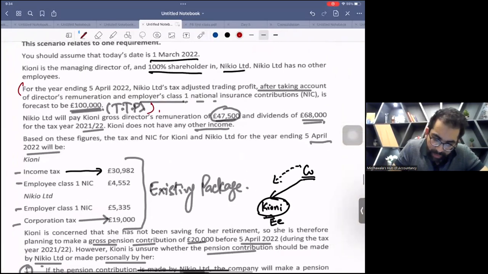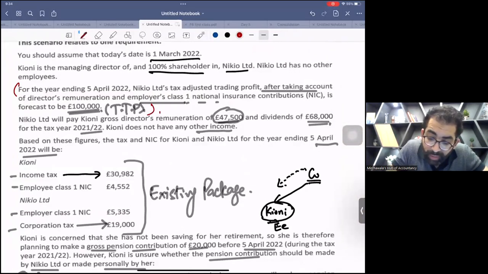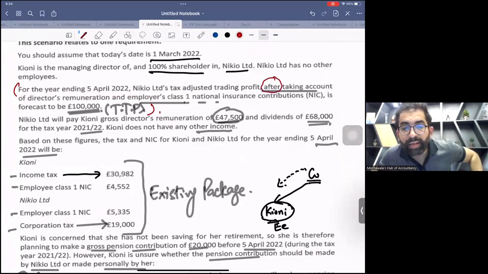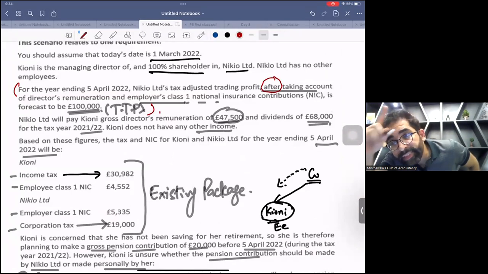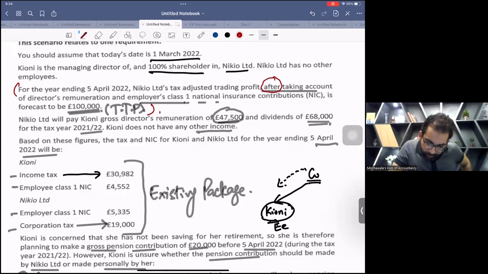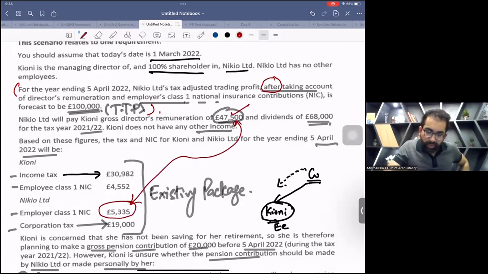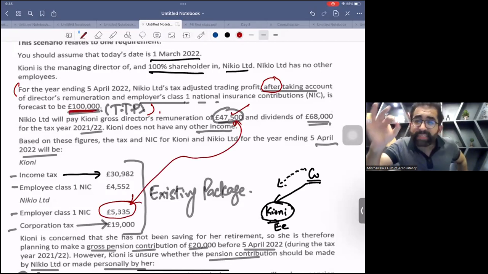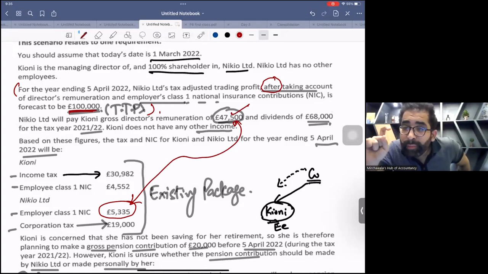Read this paragraph. For the year ended 5th April 22, NICO Limited's tax adjusted trading profit after... That means this 100,000 is calculated by deducting the existing salary and existing class 1 employer NIC. See these two. This 100,000 TTP is calculated by deducting existing salary and existing class 1 employer NIC. So these two things are already deducted: this 47,500 and 5,335.